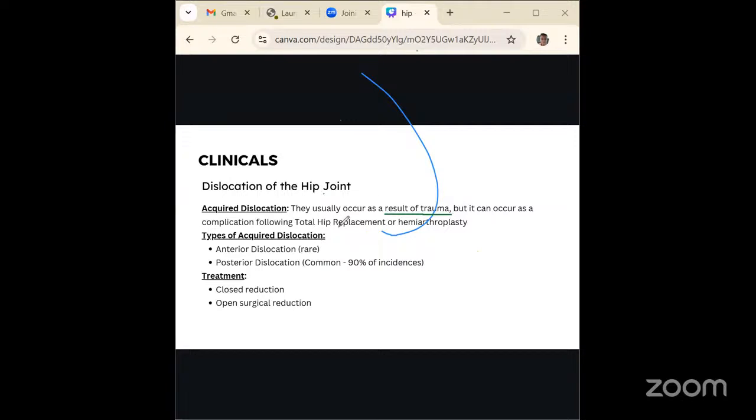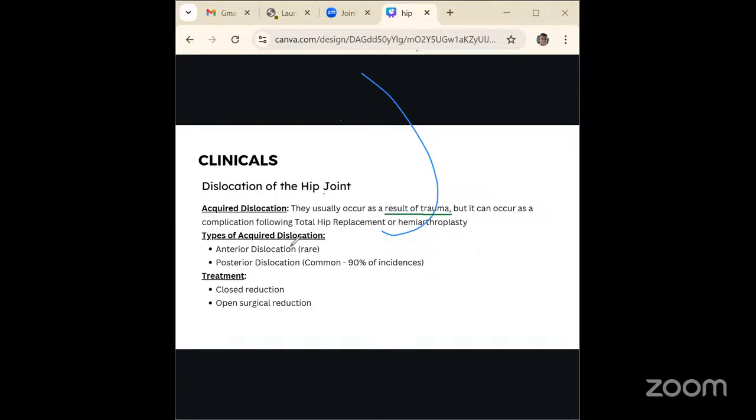So as a result of trauma, and it's during this acquired dislocation, it can either happen anteriorly or posteriorly. Remember, dislocation is not fracture. Fracture is that the bone broke. Dislocation is that the bone left its normal placement. So the head of that femur can dislodge from that acetabular fossa, either anteriorly or posteriorly.